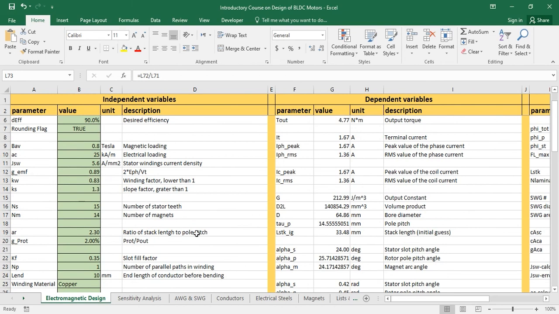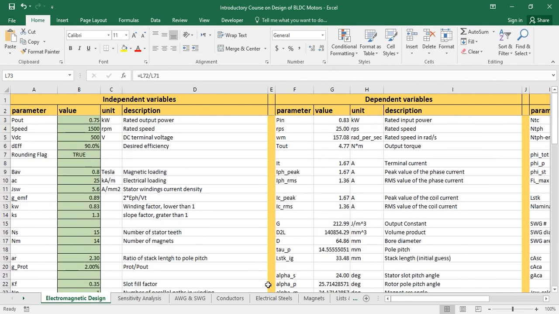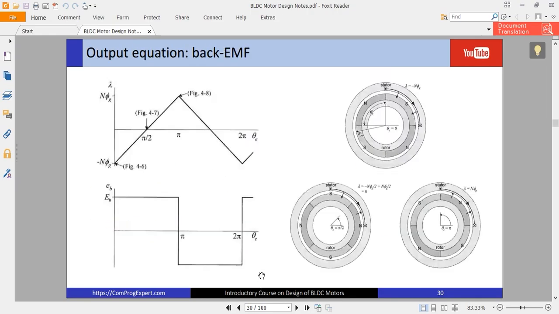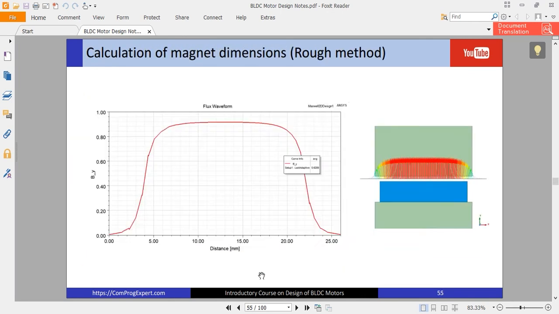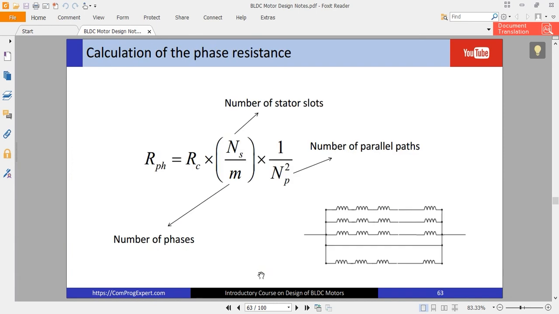Okay, I think it's enough for this video. You can repeat the same procedure to calculate the winding factor.